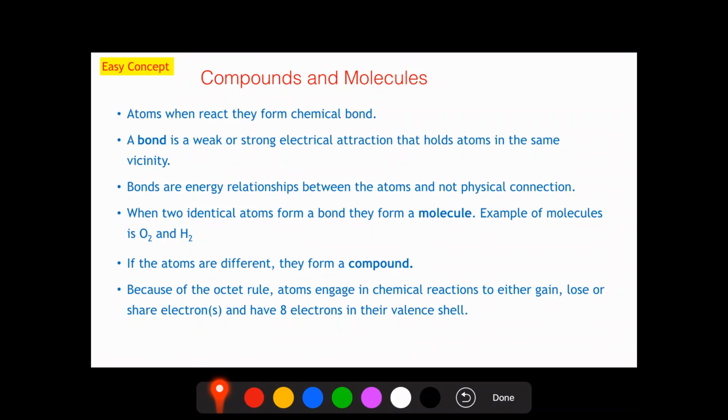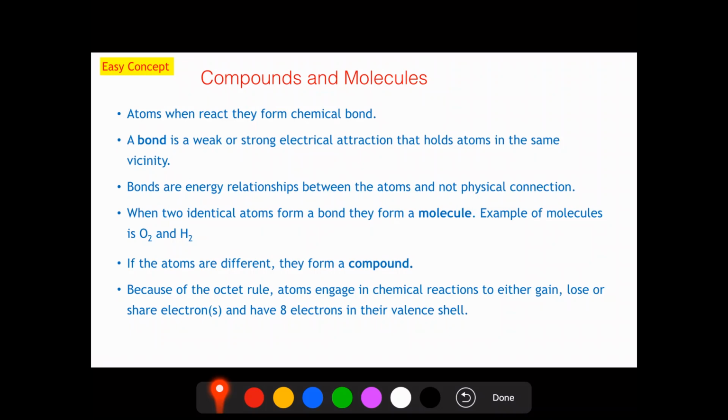Now, these chemical bonds are electrical attractions, whether they are weak or strong, that will bring two or more atoms together. When we say electrical attraction, it means that these are energy relationships, meaning that there is no physical connection between them. It's just like they are staying together because they are attracted to each other.